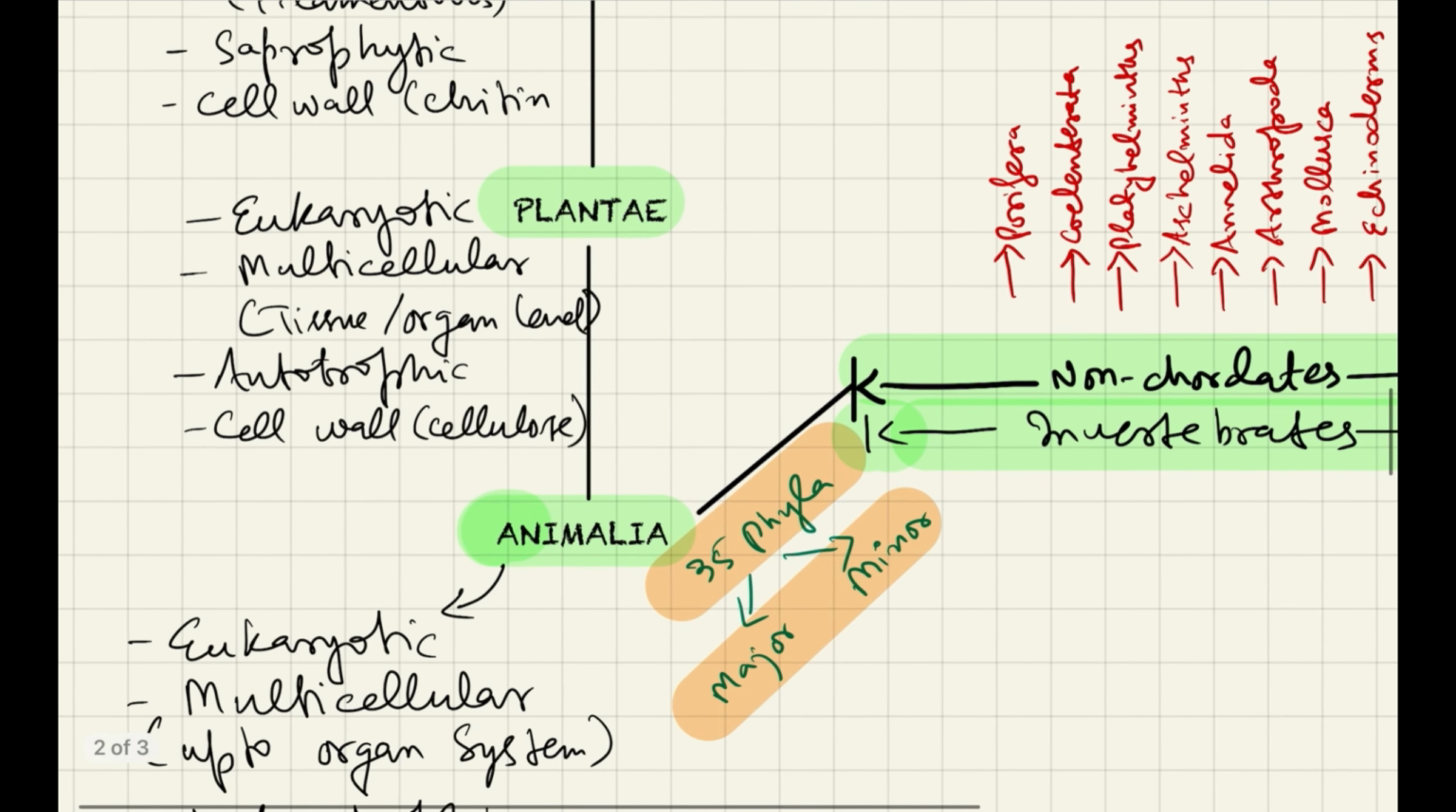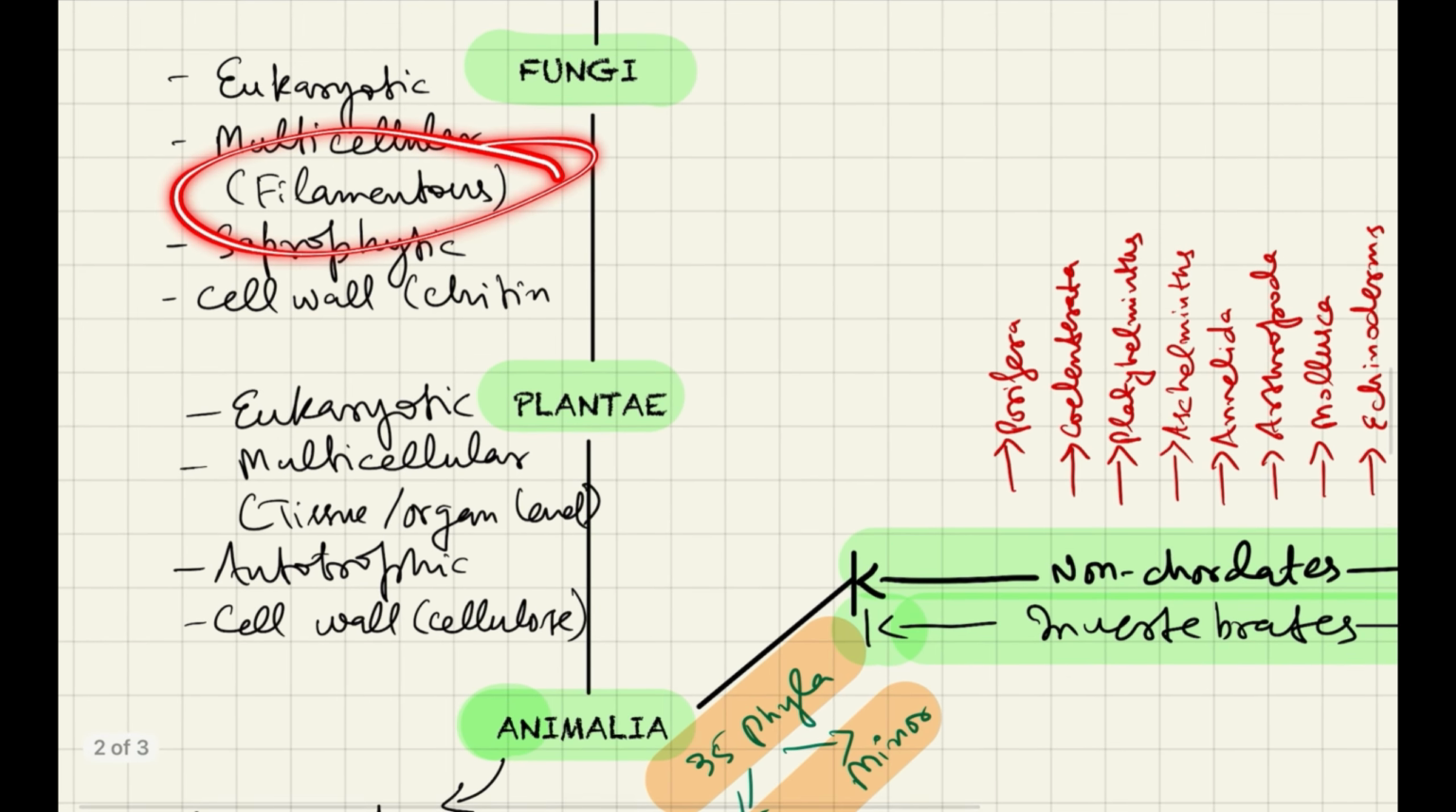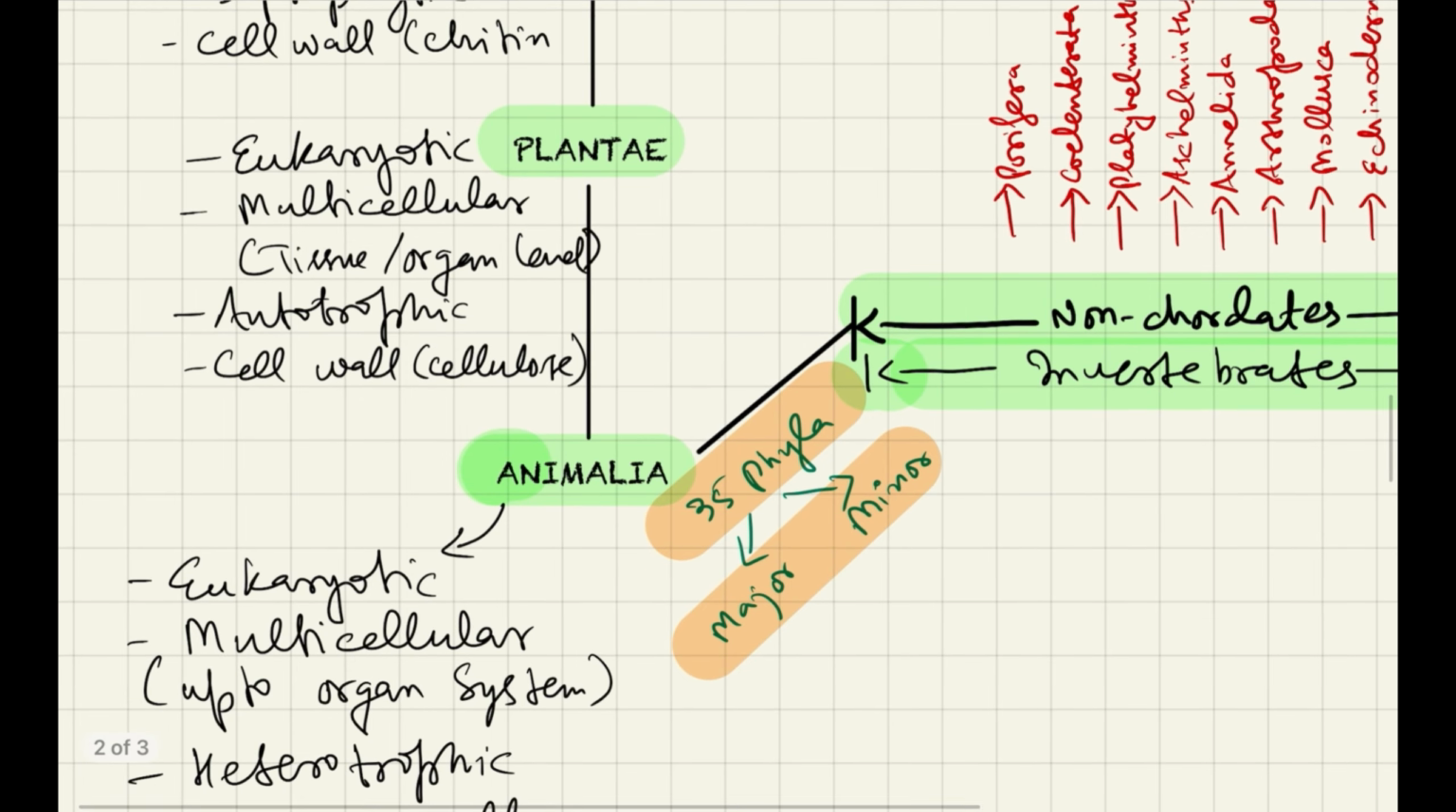Then in case of Plantae, these are eukaryotes, multicellular of course, but the level of organization is of tissue and organ grade level, means it is not like fungi where it was just a filamentous kind of thing. We will be studying this level of organization in further lectures, which is also part of the syllabus. Then they are autotrophic, as we all know about Plantae. Cell wall is made up of cellulose.